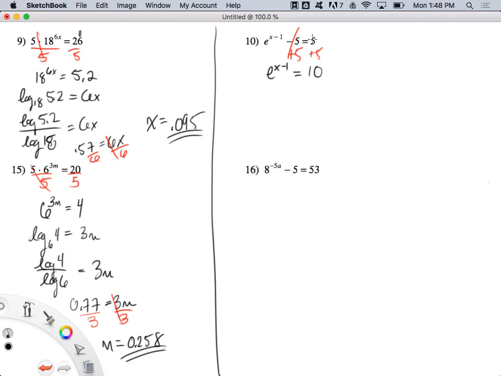Very good. Now, I have to write this in logarithm form, right? So it's log base e of 10 equals x minus 1. But what's the shorthand for log base e? ln. So ln of 10 equals x minus 1. ln of 10, you can evaluate directly in your calculator, is 2.3 equals x minus 1. Then all I have to do is add 1 to both sides, and I end up with x equals 3.3.